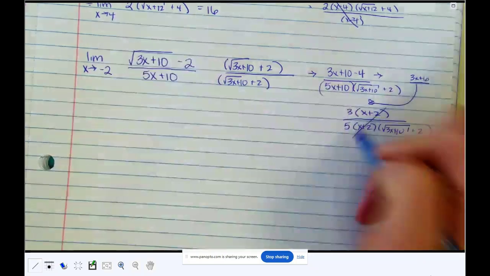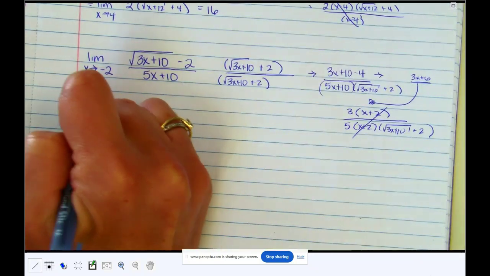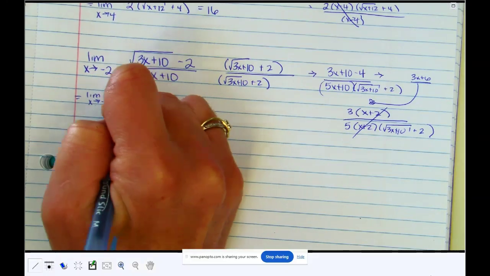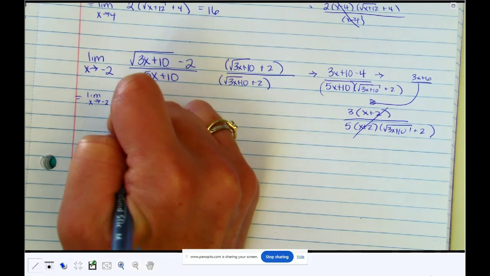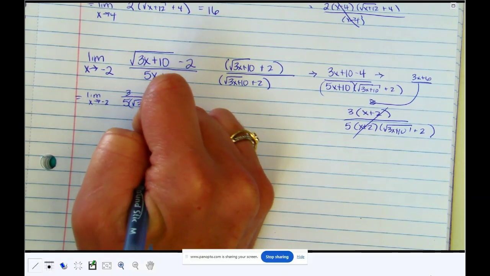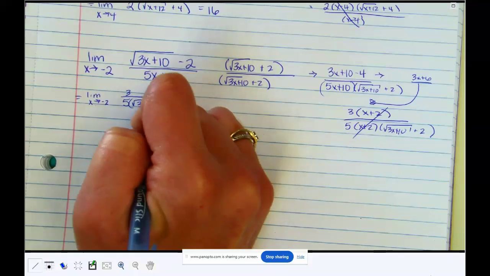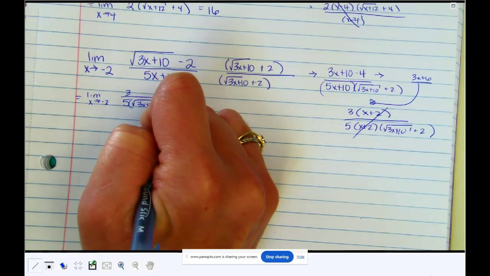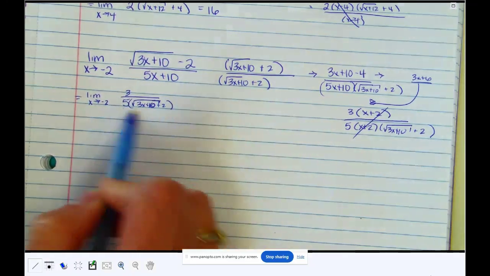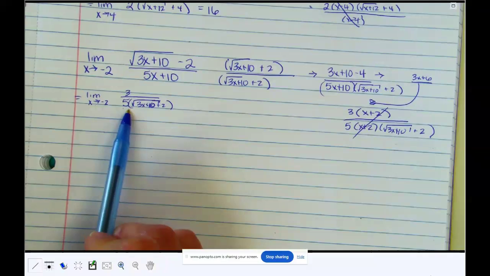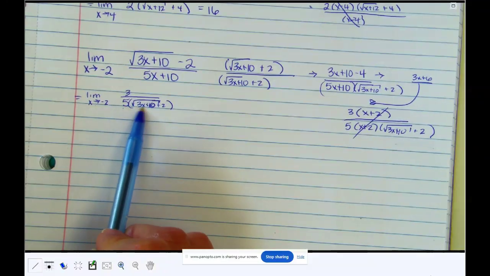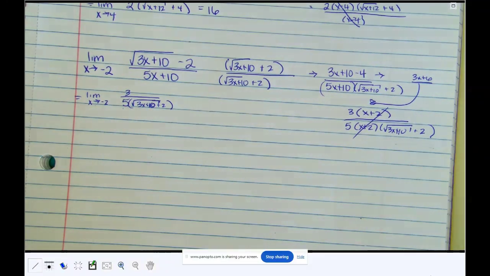So then you have the limit as x approaches negative 2 of 3 over 5, and then the mess that we have, 3x plus 10 plus 2. The parentheses are really important for getting the right answer here. That 5 is multiplied by this whole thing. So don't be lazy about the parentheses, because otherwise you're going to end up with 15x plus 10 plus 2, and that's wrong.